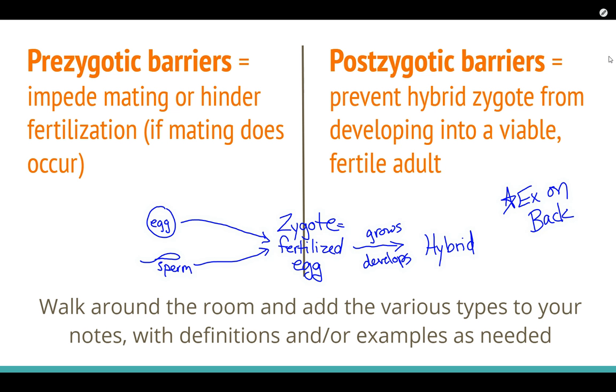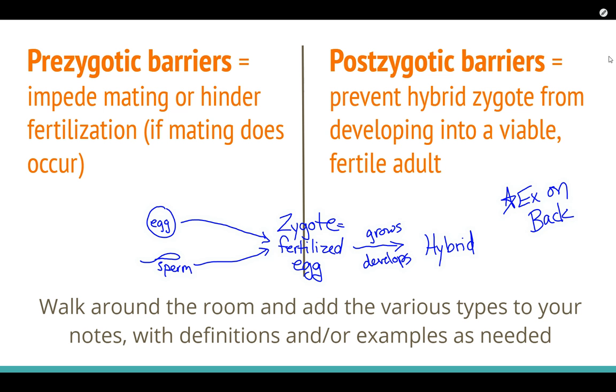Did you have any questions on any of those different stations, any of those examples that you looked at there? How many did you classify as prezygotic? I think there were five. Did everybody put five on that side? Yes. And three that were postzygotic?